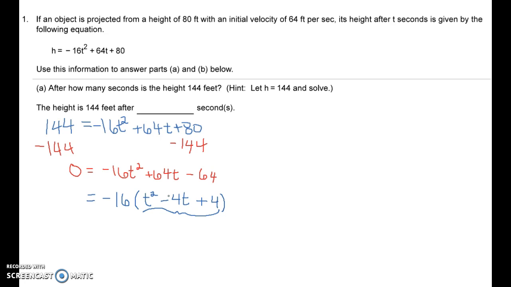So t squared minus 4t plus 4 is just t minus 2 times t minus 2. Negative 16 is still out front and equals 0. Because it equals 0, the negative 16 does not affect your answer. So it looks like we just have one answer, t equals 2.